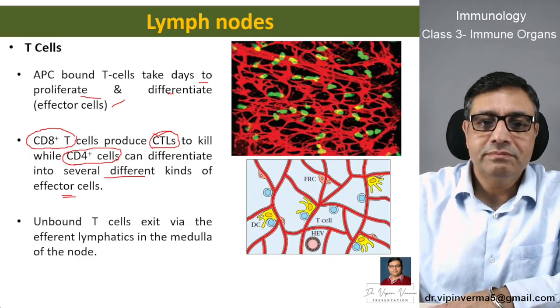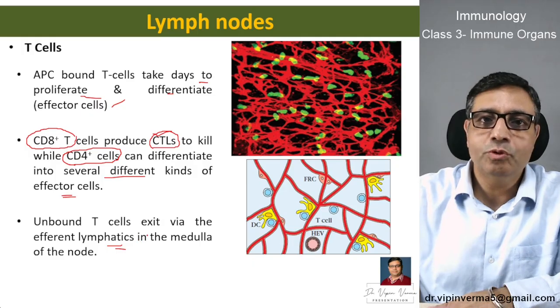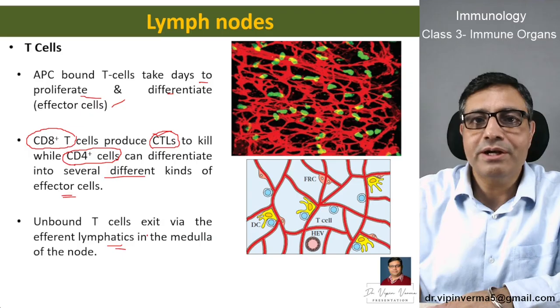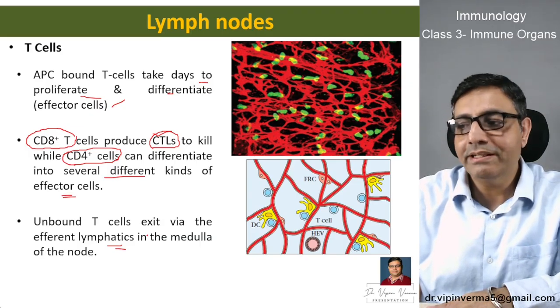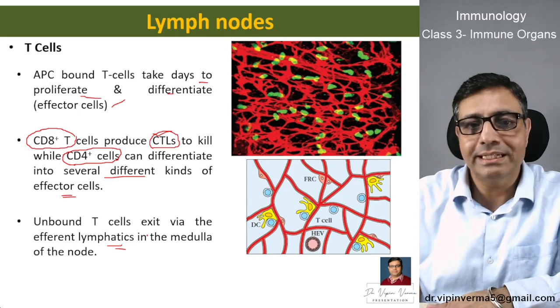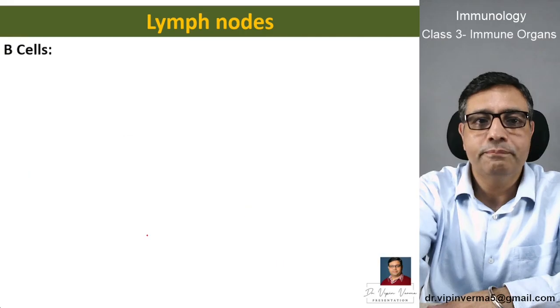Unbound T cells exit via the efferent lymphatics in the medulla of the node. Okay, so they have just scanned all the cells, they did not find their antigen, so they will be guided towards the medulla and they will exit into the system. They will not remain within the node. So that's how the unbound T cells exit from the lymph node.